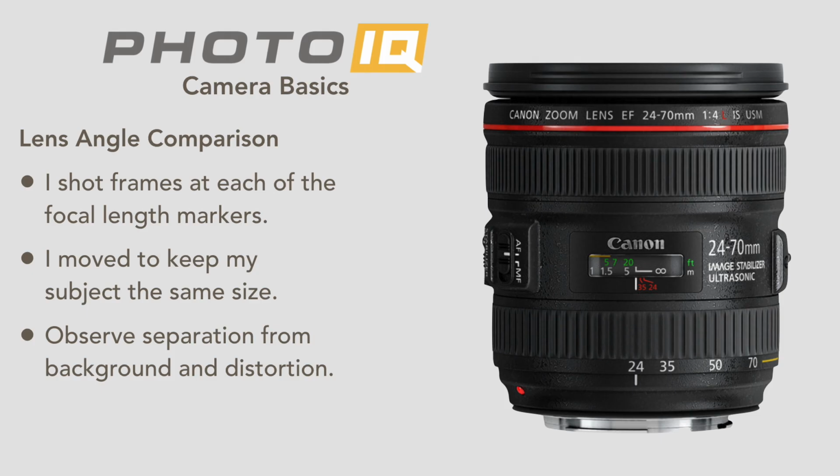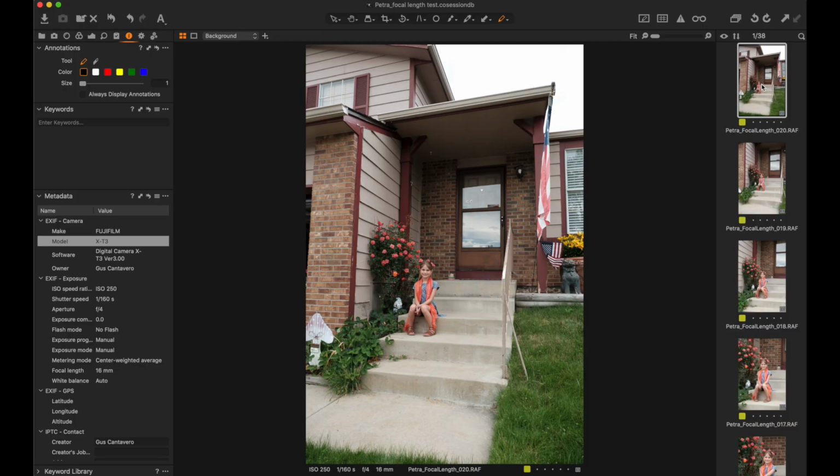Here's a close-up of the lens that I was just showing you a few minutes ago, and you can see the main focal length markers on there, 24, 35, 50, and 70. Okay, let's jump into Capture One real quick so I can show you a few image examples.